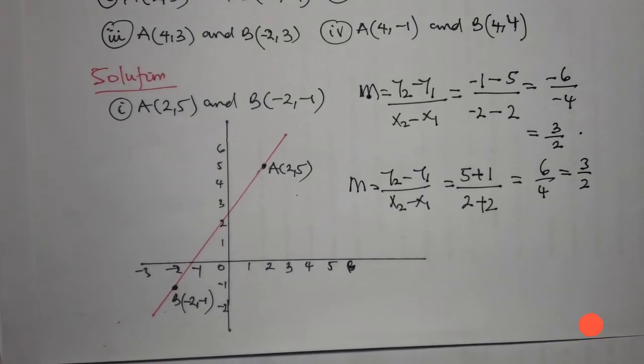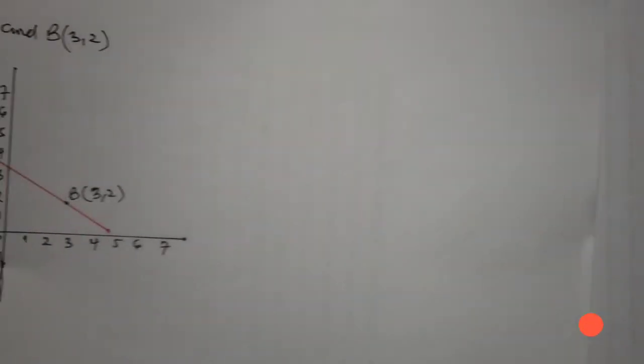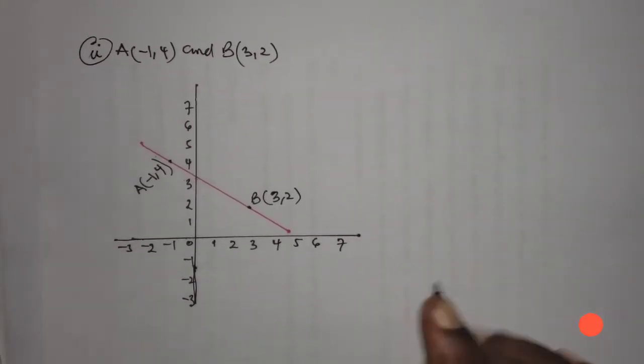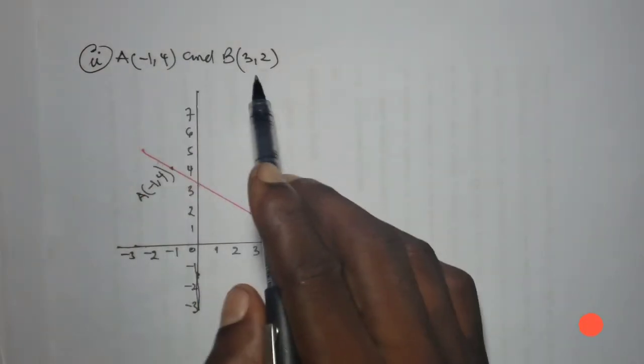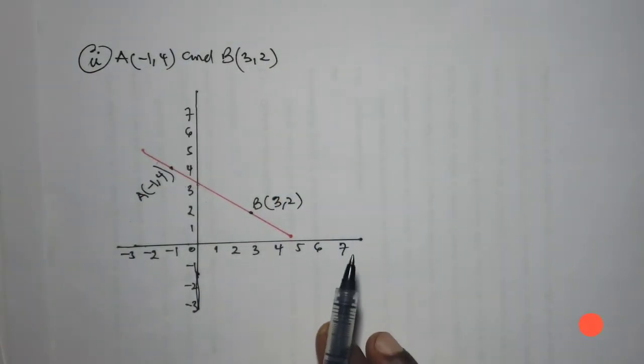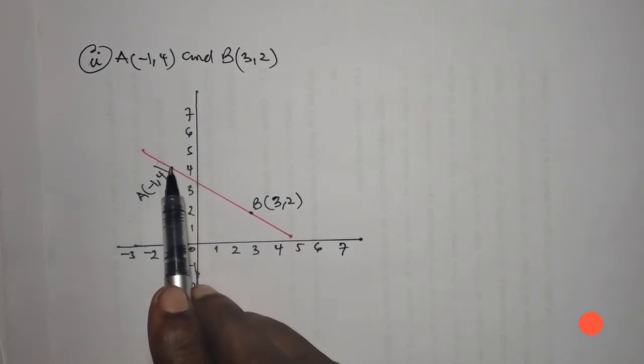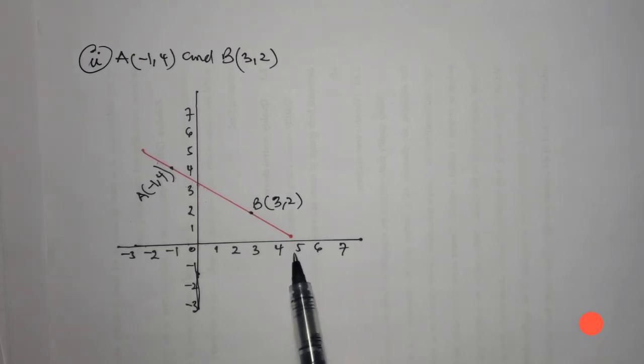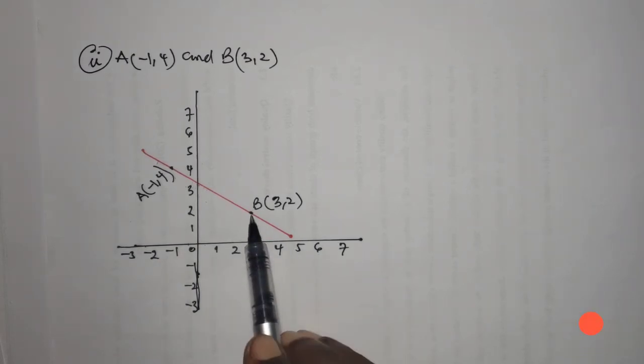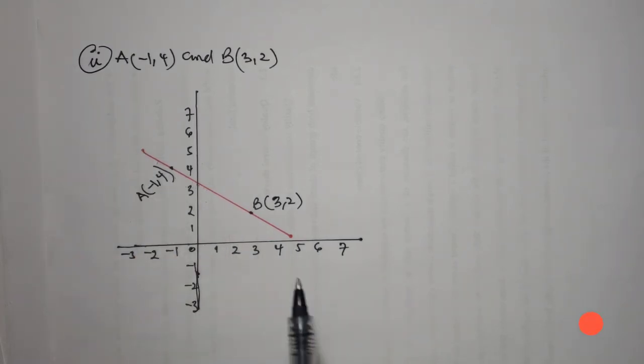Okay, for the second point, negative 1, 4 and 3, 2. Here is the line again. Minus 1 and 4 is at this point. 3 and 2 at this point. I join with a straight line.